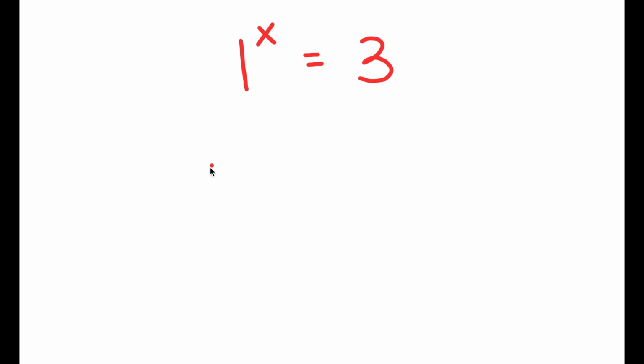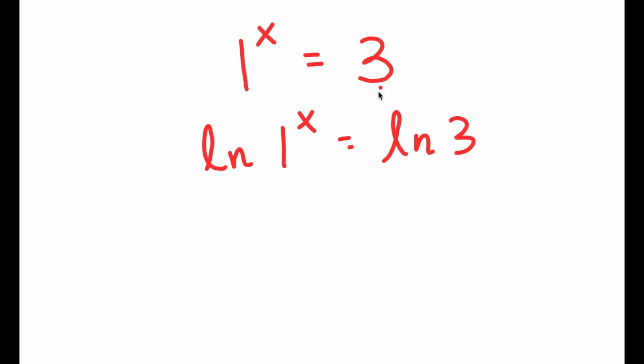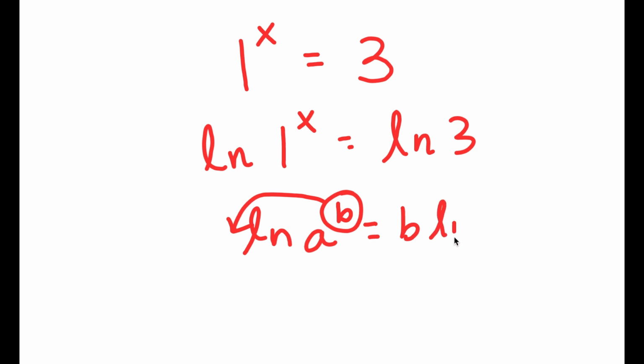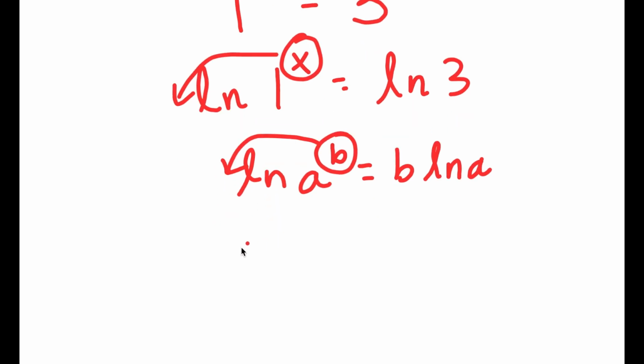The first thing I would do is take the natural log, or ln, on both sides. So I get ln of 1 to the power of x is equal to ln 3. Now, if I have something in the form ln of a to the power of b, I can move this exponent b to the front, so this is going to equal b times ln a. In this case, I have ln of 1 to the power of x, and I can move x to the front. So now I get x times ln 1 is equal to ln 3.